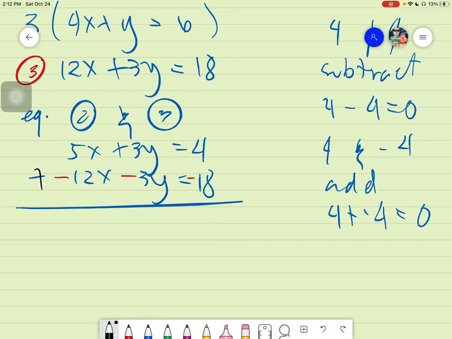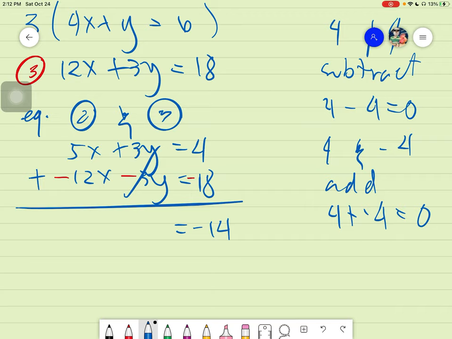After that, you proceed to addition. Then you add as is. If you're adding, you're just like adding numbers. Okay? 4 plus negative 18, the answer is negative 14. Okay? This one gets eliminated. Why? Because that is our aim. Because it's called the process of elimination, because you will be eliminating one term.